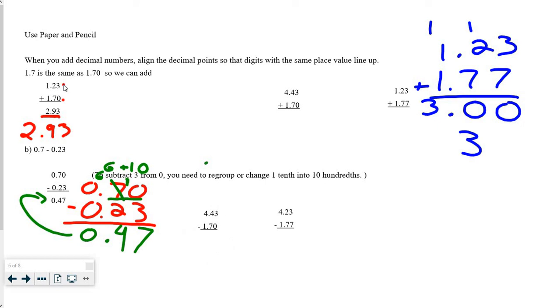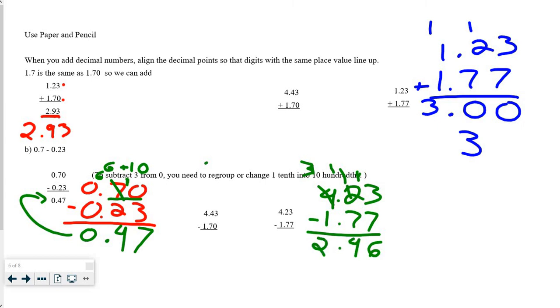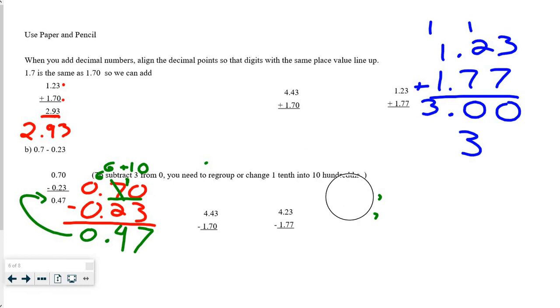And if you want to pause this and try it out on your own, you can do that. If not, here we go. 4.23 minus 1.77. We borrow 1. That's 6. We borrow 1 again because 1 minus 7 can't happen, so this is 11, and this is 3. 11 minus 7 is 4. Again, we transfer the decimal down. We subtract like that, and we get the answer 2 decimal 46.